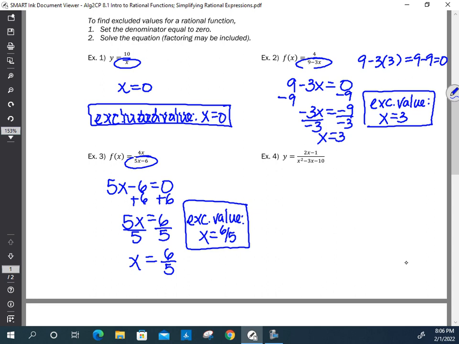Last but not least, example 4. Y equals 2x minus 1 over x squared minus 3x minus 10. So again, the numerator, which is the top of the fraction, can do whatever it wants. So you do not have to worry about the top of the fraction. It is the bottom of the fraction that you are concerned with. So x squared minus 3x minus 10.